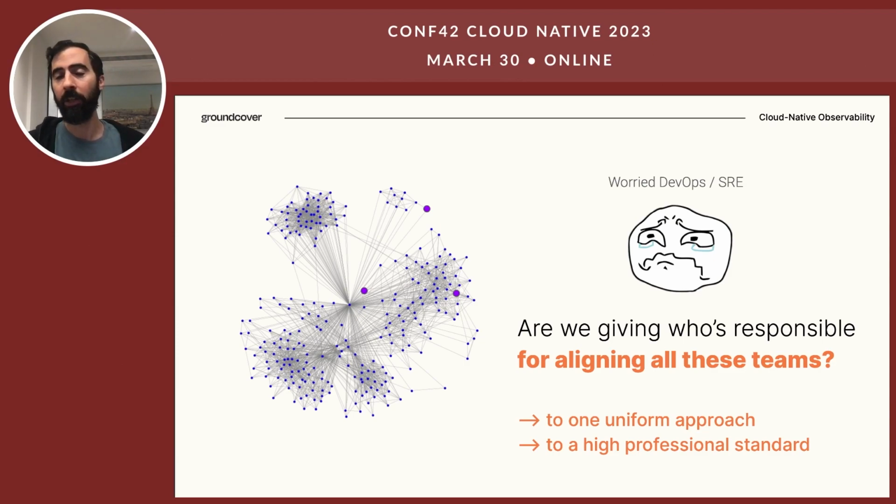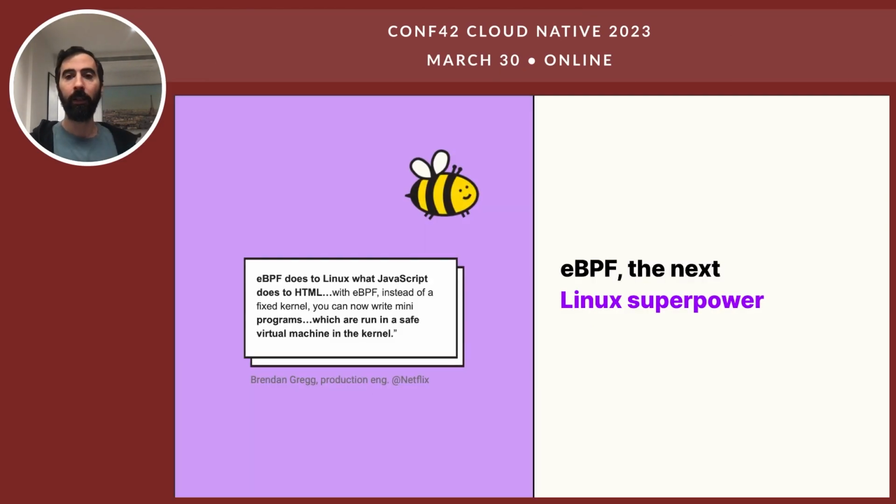And eventually you still get to the point where you have the same DevOps or SRE person responsible for aligning all these teams. Can they even do it? Can they get one uniform approach inside a huge company? Can they set high professional standards that will allow them to, say, set and track SLOs? It's hard. Now, eBPF is the next Linux superpower.